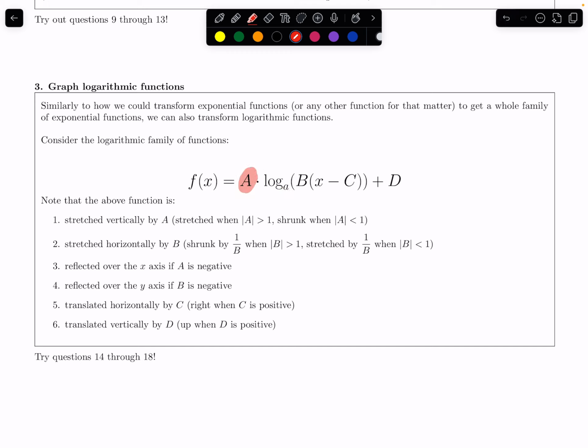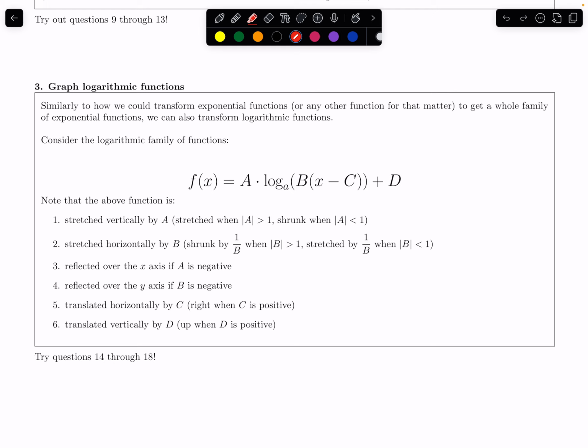So what does A do? A is a vertical stretch multiplied outside of the overall function. After all the logging happens, you cut down all your trees and then you multiply by A. Okay, the B is close to the X. It happens before the log function is applied, right? So close to the X means it's a horizontal, either shrinking or stretching.